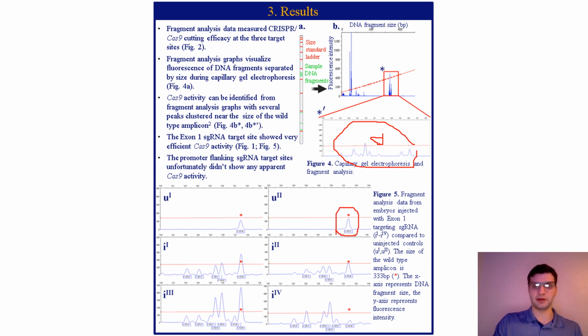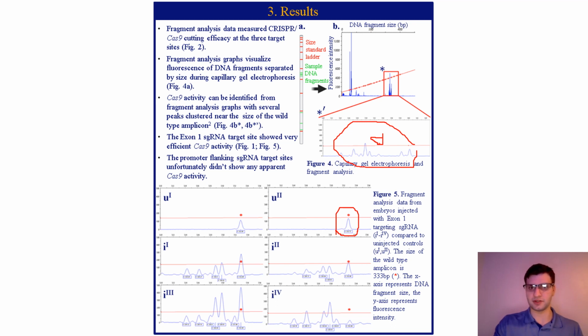So prior to COVID, I had focused exclusively on the exon 1 guide RNA, but wasn't able to gather any fragment analysis data before suspending my project. And when I could pick things back up in the fall, my focus shifted towards the promoter flanking guide RNAs, which after multiple runs of fragment analysis both failed to show any apparent Cas9 activity.